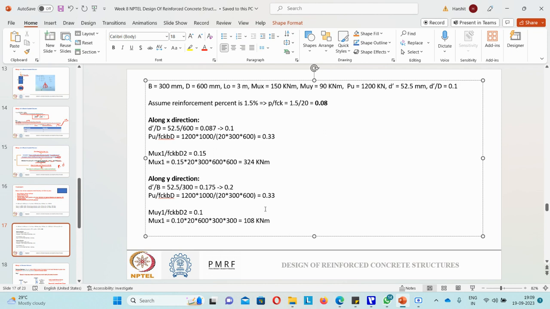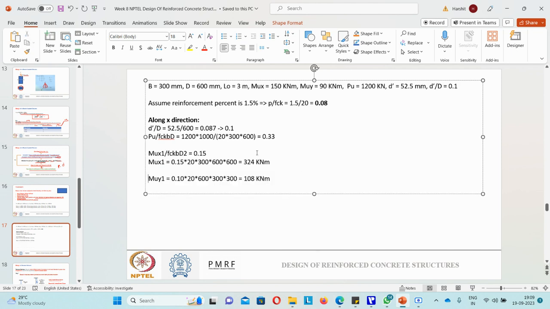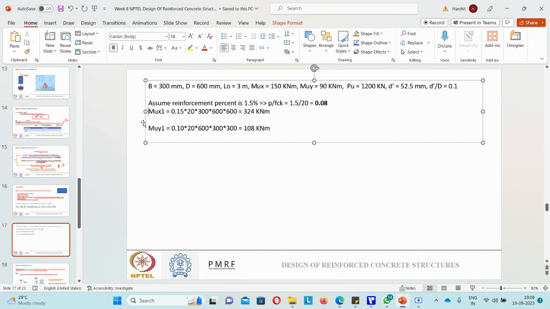Okay, so we know Mux1 and Muy1, both values we know. Now we need to calculate alpha n also. For alpha n, we need to refer to that chart. So I'm just deleting the unwanted things now.